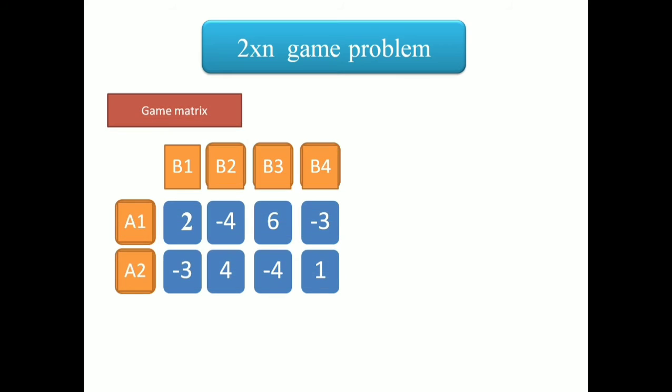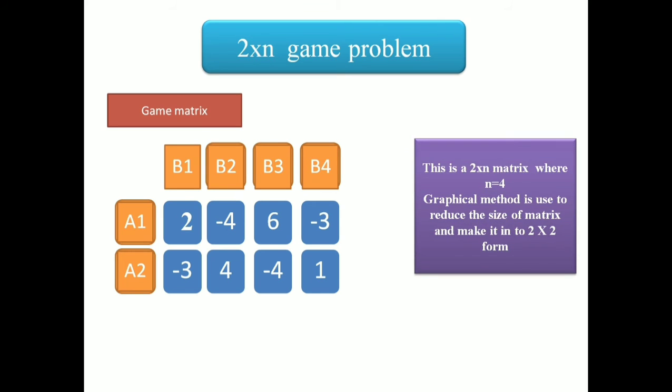Let us see how to use it. This is an example of a 2 into n game. These are the 2 rows, A1 and A2, and B1, B2, B3 and B4 are the columns. Let us see how to calculate the values. This is a 2 into n matrix where n is equal to 4, and using the graphical method you reduce the matrix into a 2 into 2 form.